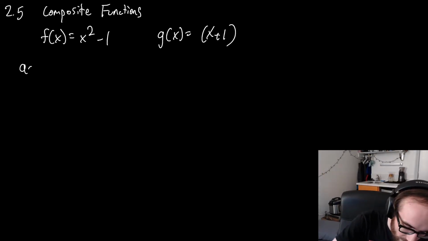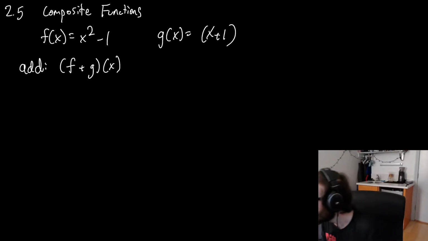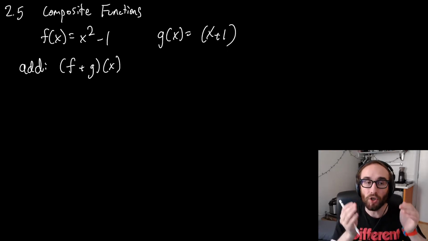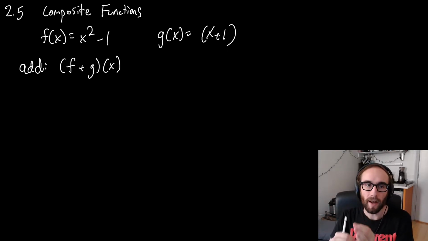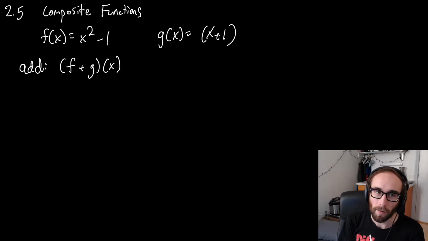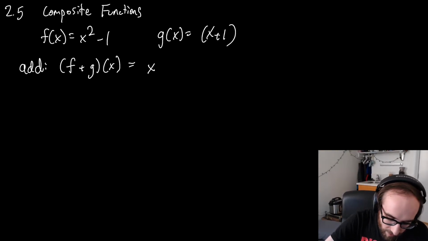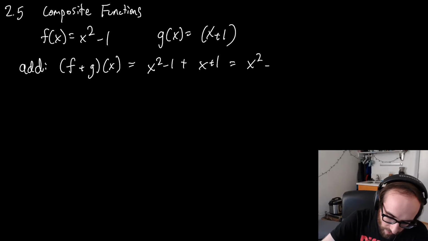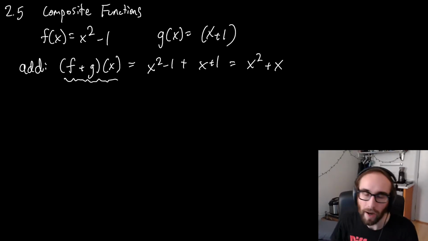So if we're adding f and g, we can write that as f plus g of x. So instead of writing out f of x plus g of x, we'll write for the function part, the letter part, we're adding f and g. And then to the right, the of x is telling us that x is the input for the function that we get once we add f and g. So here we're just adding x squared minus 1 plus x plus 1. In other words, we get x squared plus x. So here's the notation we're using for adding.